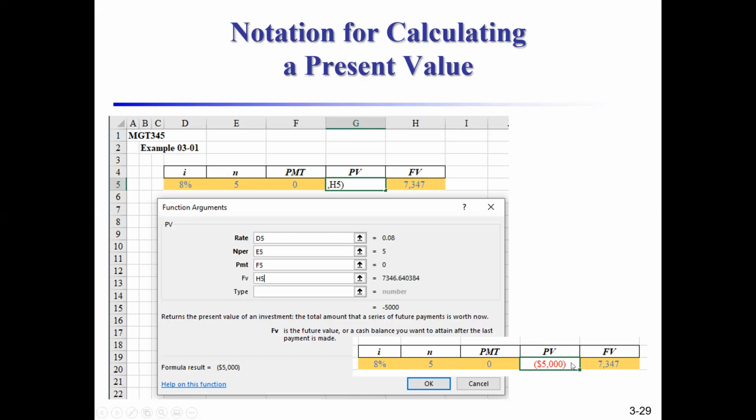And so that's why you'll see it automatically puts in a sign change when you calculate it, because assuming you're getting positive money in the future, you're having to pay out. So think in terms of you're getting it versus giving it. You're giving away $5,000 today to receive 7,347 in the future. So that's why you get these negative items in.